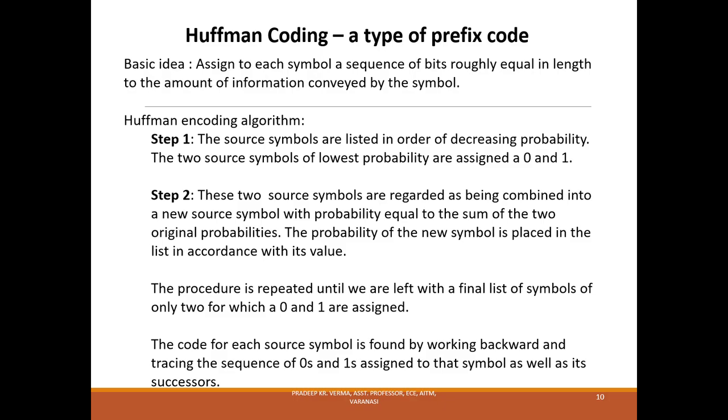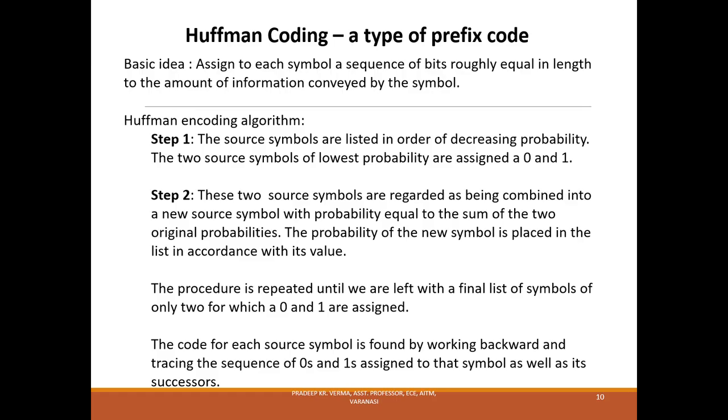So then we come to Huffman coding. Huffman coding is a type of prefix code, and the algorithm that we use for coding the source symbols by Huffman coding is, step 1: first of all, we arrange all the symbols in decreasing order of their probability of occurrence.